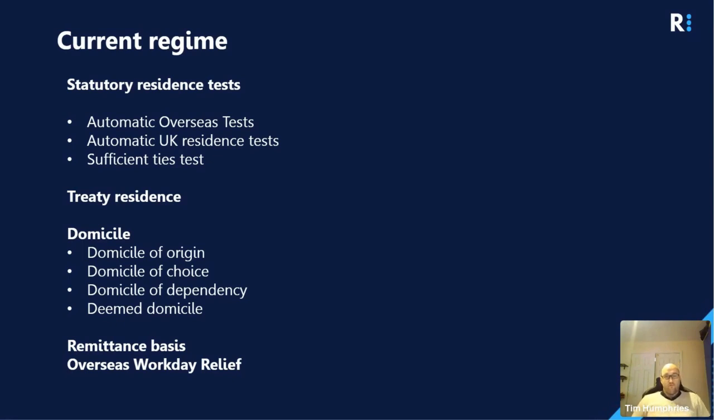Probably the most important one really is the deemed domicile. So people who have been UK resident for 15 out of the last 20 years will be treated as deemed domiciled in the UK, which will mean they'll be liable to inheritance tax on their worldwide assets. It will mean they can't claim the remittance basis of taxation.